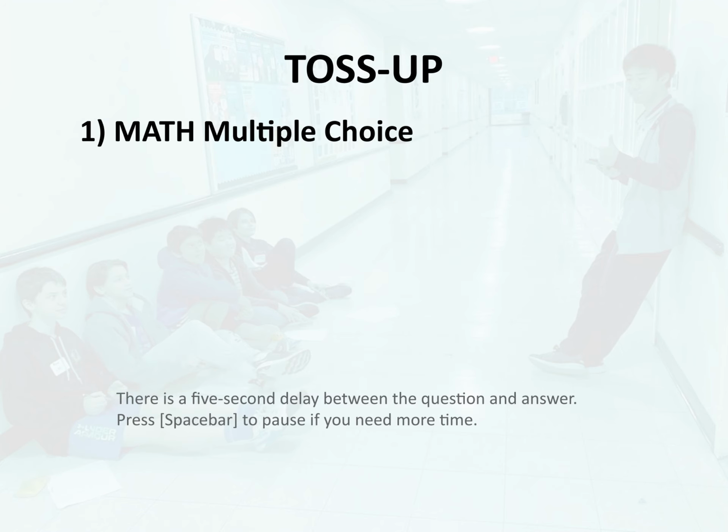Toss-up 1. Math. Multiple choice. If theta sub 1 and theta sub 2 are complementary angles, then which of the following is always correct? W. Tangent theta sub 1 equals negative tangent theta sub 2. X. Sine theta sub 1 equals sine theta sub 2. Y. Sine theta sub 1 equals cosine theta sub 2. Z. Cosine theta sub 1 equals cosine theta sub 2.